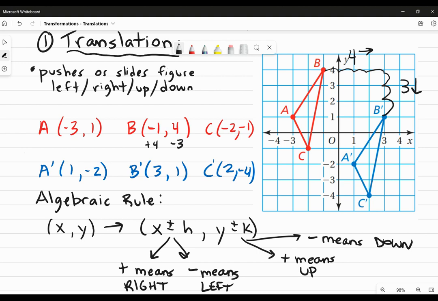You could do the same counting on your coordinate plane to see that the same thing happens for each coordinate, or we can just use the rule we just figured out. So here I know if I add 4, my A prime x value should be at 1, and my A prime y value is -2. Same thing here for C. If I add 4 to the x value, that gets me to the x value for C prime, and subtract 3 from the y value, that gets me to the y value for C prime.